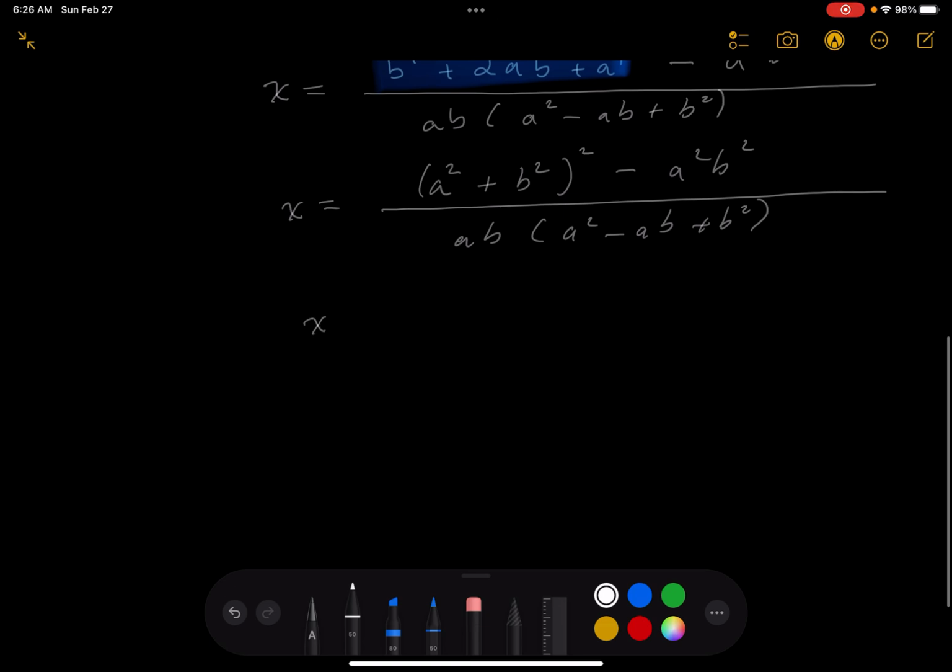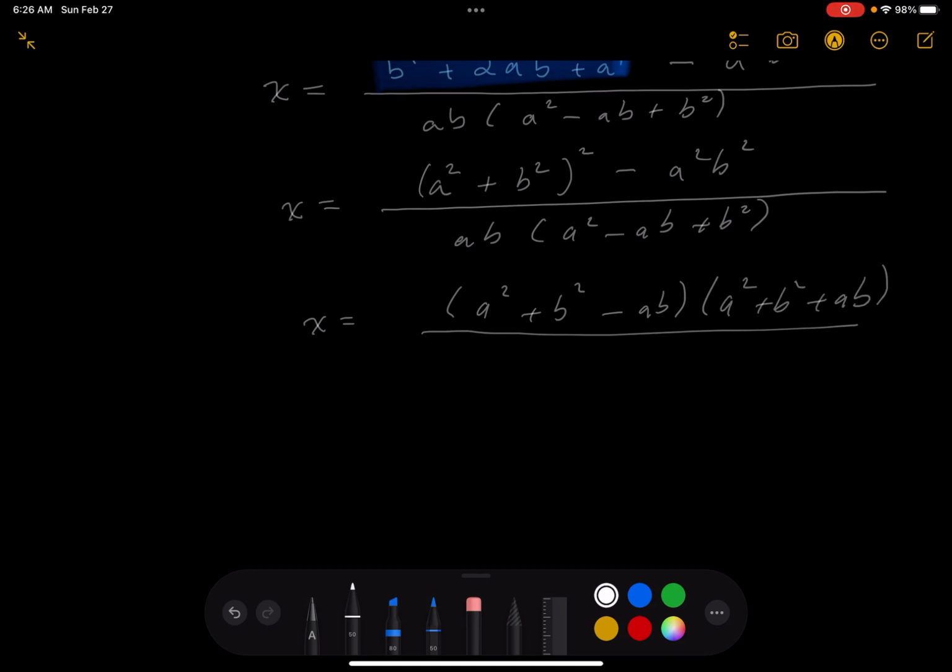Let's factor the top. And you get a squared plus b squared minus ab. And you get a squared plus b squared plus ab. Again, difference of perfect squares. ab, a squared minus ab plus b squared. What do I notice? There's a factor common between the top and the bottom. So what do you get over here?